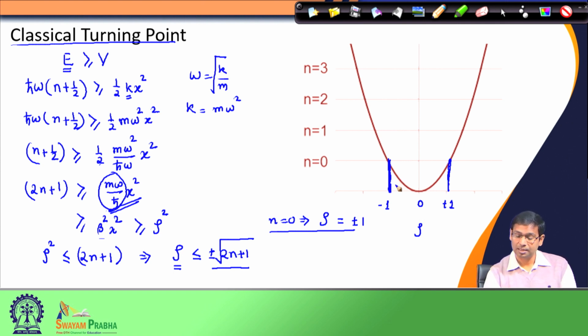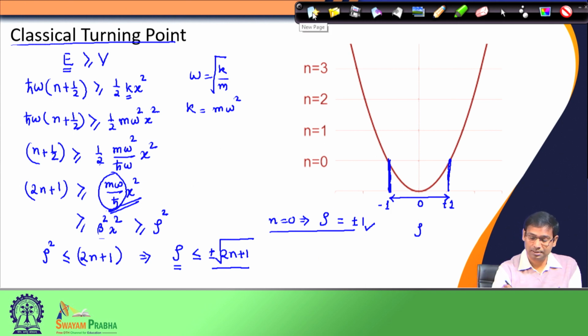What does this mean? This means that if it were a classical harmonic oscillator, it would actually be confined between minus 1 and plus 1. So, this is the classically allowed region, and these are the forbidden regions, because if the system approaches the region beyond these values of rho, the potential energy will become greater than the total energy of the system. Therefore, they are forbidden regions. So, rho equals plus and minus 1 are the turning points.